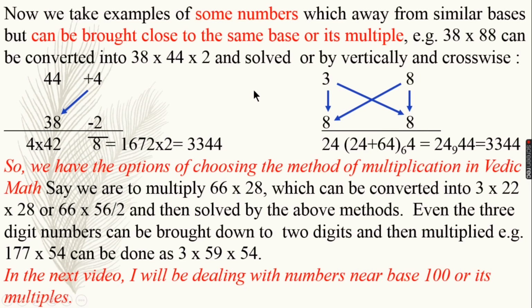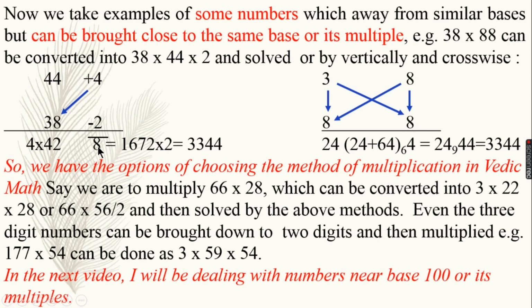So sometimes we have numbers which are with different bases and say below 100. So for example, I have taken here 38 and 88. So this 88 can be brought near to a certain base, 40 say for example. So we split it into 44 into 2. So we do the multiplication like this, 44 into 38. So 44 is 4 above 40 and 38 is 2 deficient from 40.